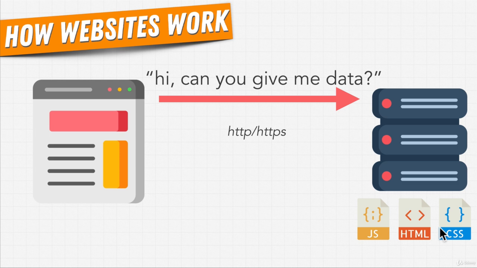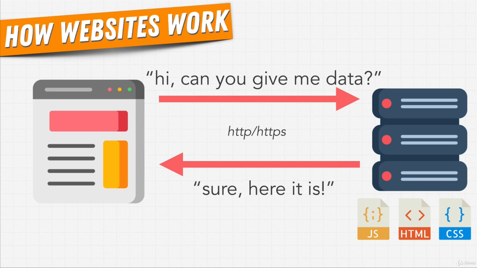And these 3 files get sent to the browser because the browser was really, really kind and asked, hey, can you give me data? And the server says, sure, here it is, and sends us these 3 files. And when they get sent back, the browser understands them. And because it understands them, even though to us it may look like gibberish, it's able to display that website for us.